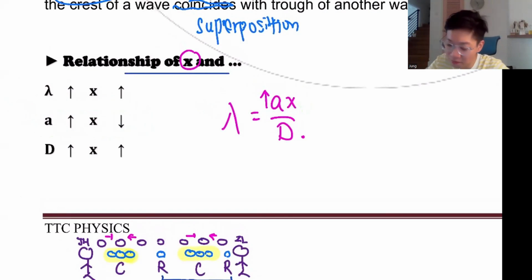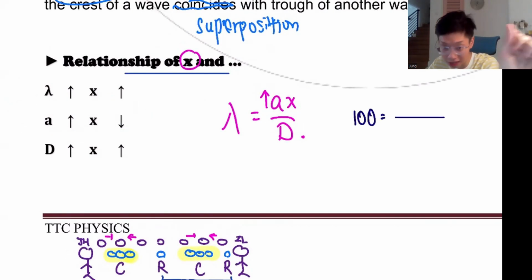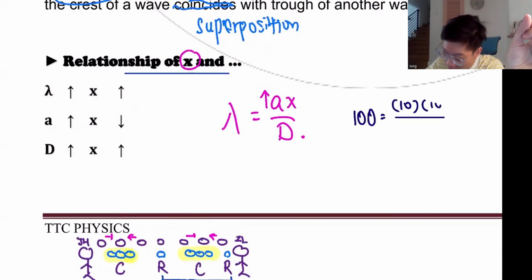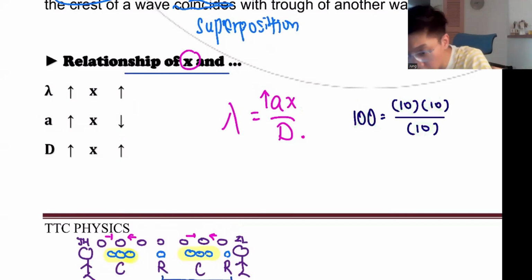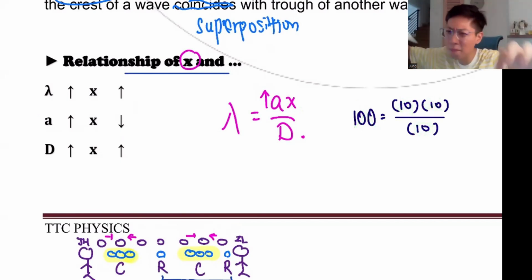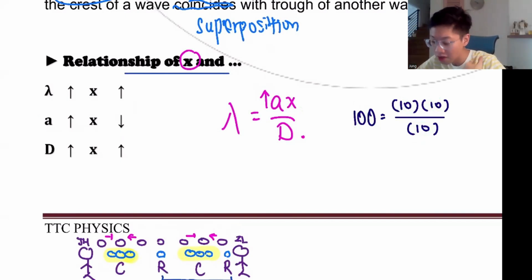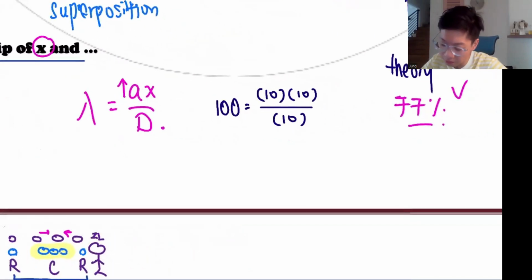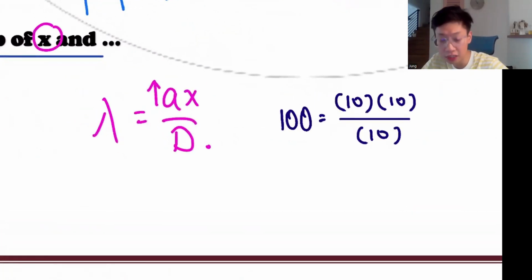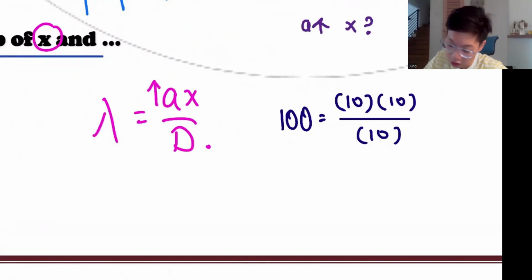So what I did last time was, for lambda equals AX over D, I put numbers into it. Let's say 100 is my lambda, A is 10, X is 10, D is 10. So this is lambda equals AX over D. Why do I do this? Because I don't know how to see the denominator and numerator, as my maths wasn't very good. Now all I want to know is what will change. Let's say if A increases, what happens to my X? So I try.